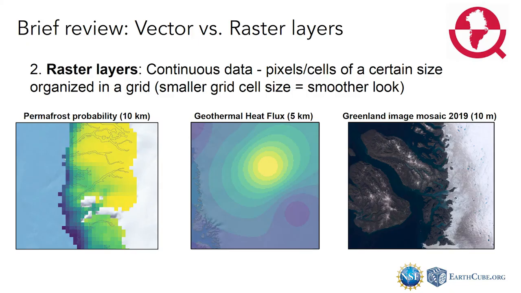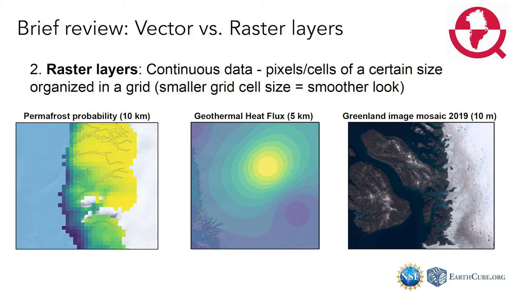Let's talk about the second type of data layer you can find in QGIS. This is called a raster layer. Instead of being discrete points, lines, or polygons, raster layers are continuous data layers. This means that they're composed of pixels or rows, grid cells of a certain regular size that are all organized in a grid. The smaller the grid cell, the higher the resolution and smoother that data set will look.